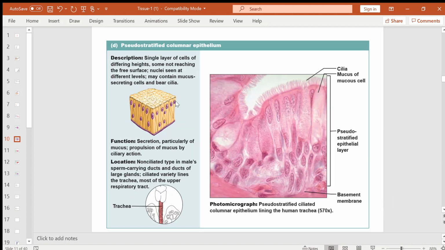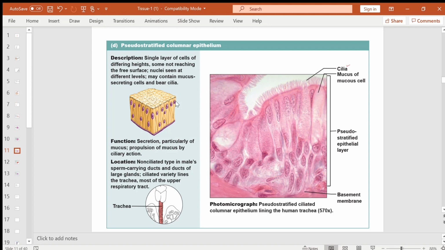Then pseudostratified columnar. You remember it is a single layer of columnar cells but looks like multiple layers. So that's why it is called pseudostratified. And I also mentioned that usually at the upper surface of the cells you have hair-like structures. These soft hair-like structures are called cilia.